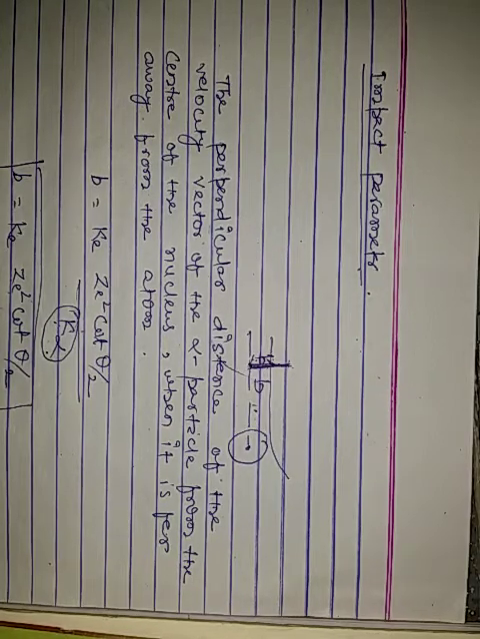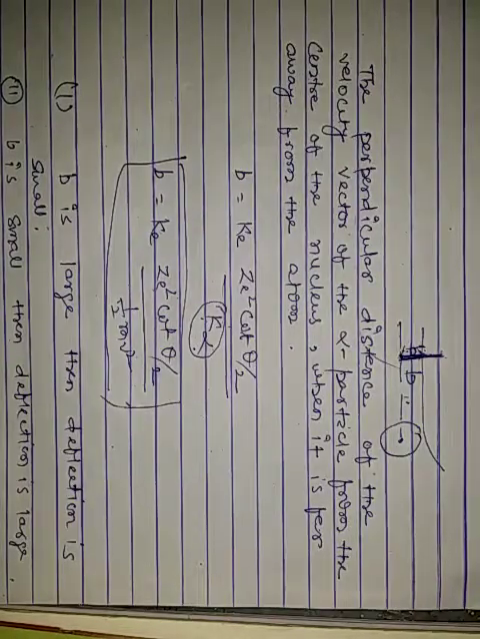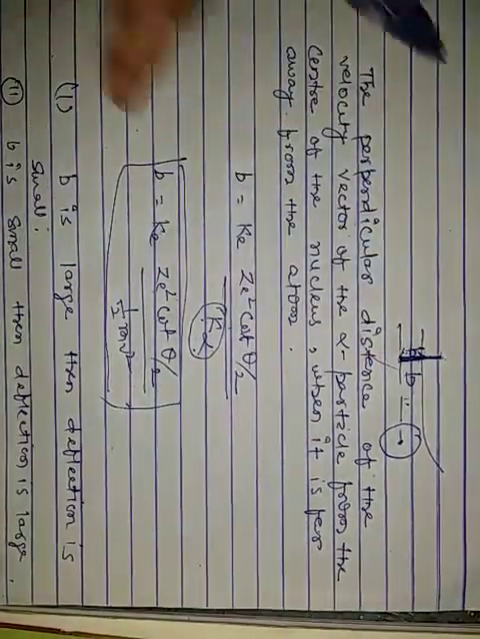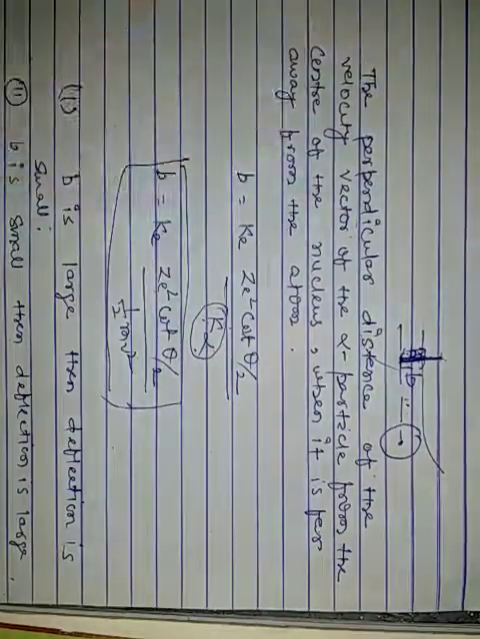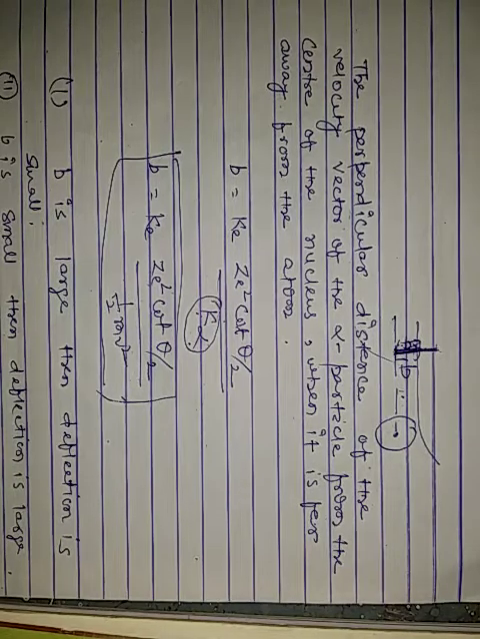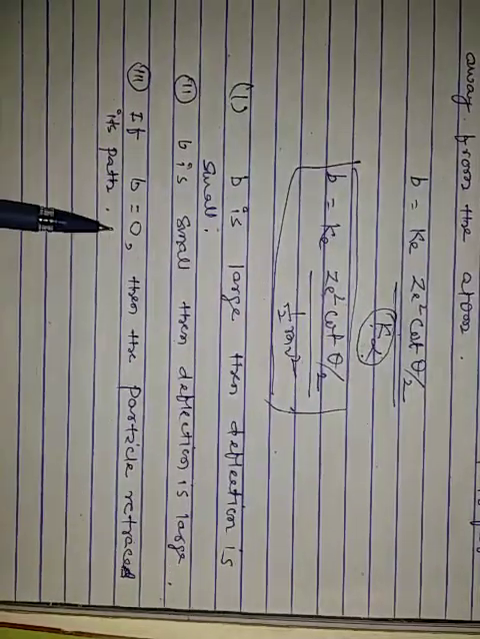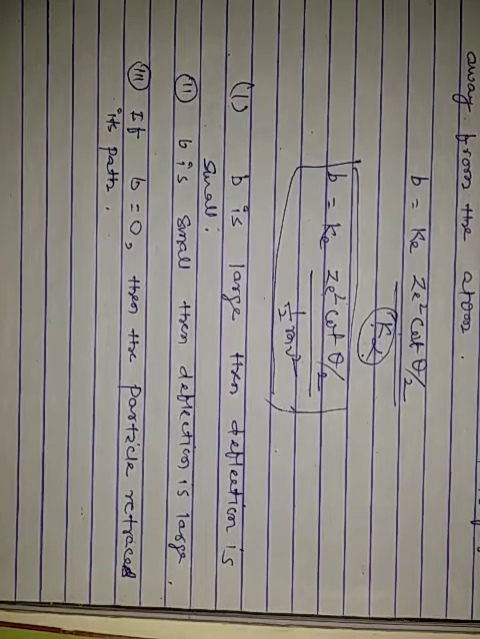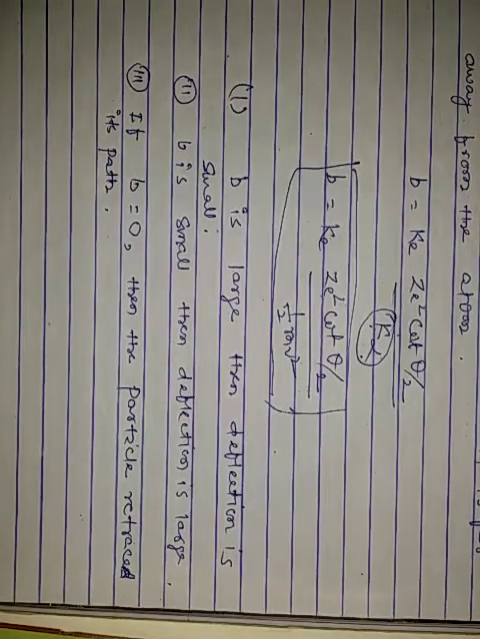Second, if b is small, it means the distance is small, and if the distance is small, then the deflection is large. And third, if b is equal to 0, then the particle retraces its path.